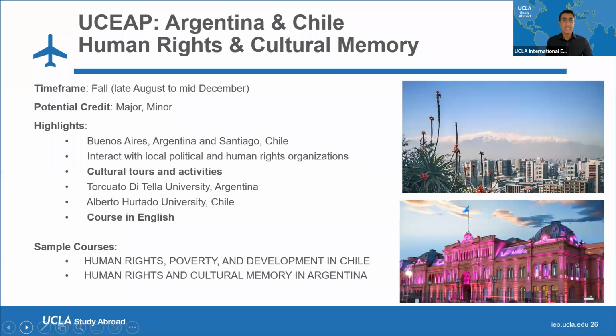Another program is a joint program in Argentina and Chile. It has a theme: human rights and cultural memory. All the courses are upper division. They're usually about 4 or 5 units each. These two universities are small private universities. Again, you'll have a chance to meet local professors and local students, but you take classes in English only with UC students only. So again, a great option.